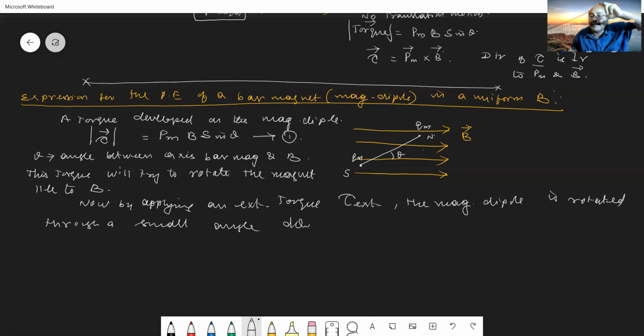If I have to apply an external torque, the applied external torque should be equal and opposite to the torque produced on that bar magnet. Only if I apply another torque equal to the torque produced on the bar magnet, in the opposite direction, can I rotate this magnetic dipole.